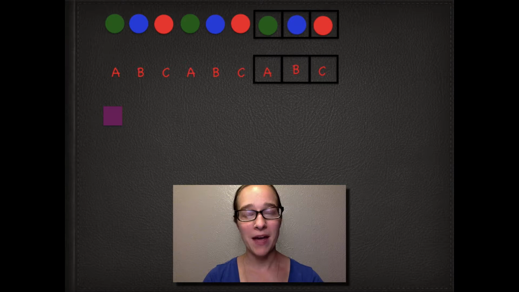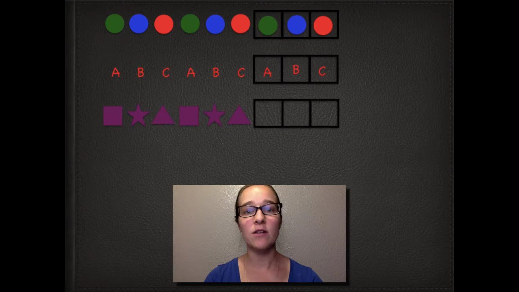Here's a shape pattern. We have a purple square, a purple star, and a purple triangle. Square, star, triangle, and what's going to come next? Square, star, triangle, square, star, triangle.